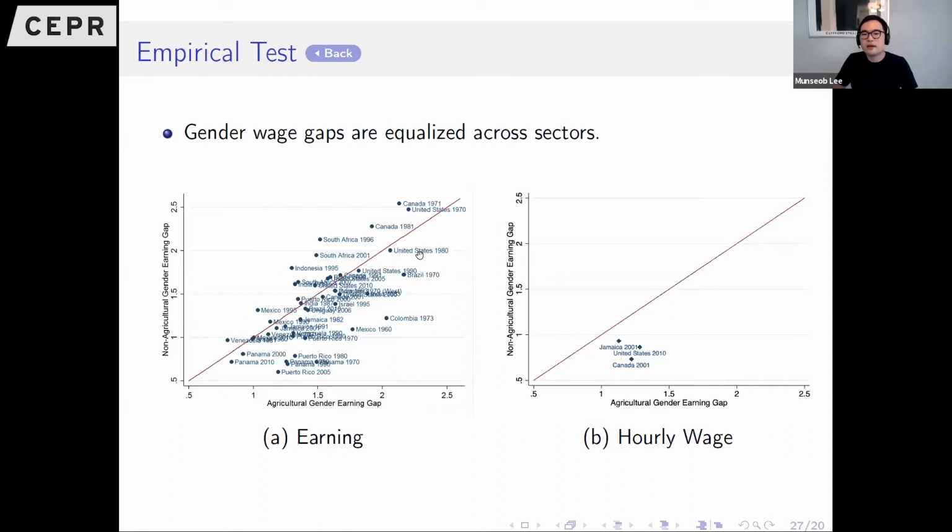So you see the 45-degree line, and the y-axis is the non-agricultural gender earning gap, and the x-axis is the agricultural gender earning gap. Here there are only 3 countries where I can get the hourly wage from the IPUMS. So you see that many of the dots are lying over the 45-degree line. This is not perfect, but it is close enough, and this is actually a very powerful prediction so that I can use many countries in the calibration.